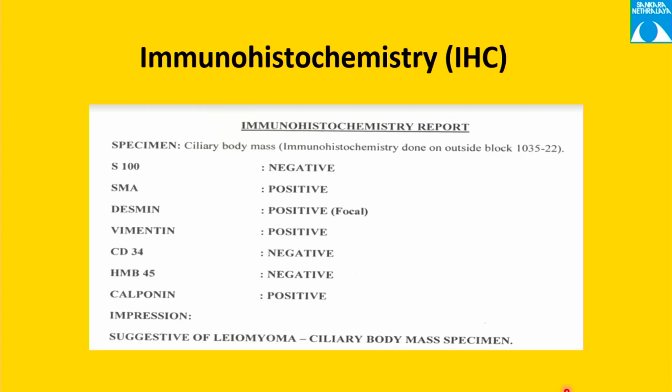And then IHC was done. IHC is always confirmatory. You can see here S100 was negative, and SMA, Desmin, and Vimentin. So these three markers are usually for the muscle actin. So whenever you see these three being positive, you should suspect any ciliary muscle pathology which is undergoing. And CD34 and HMB45, these are mostly for melanomas. These were negative. So an impression of ciliary body leiomyoma was made.